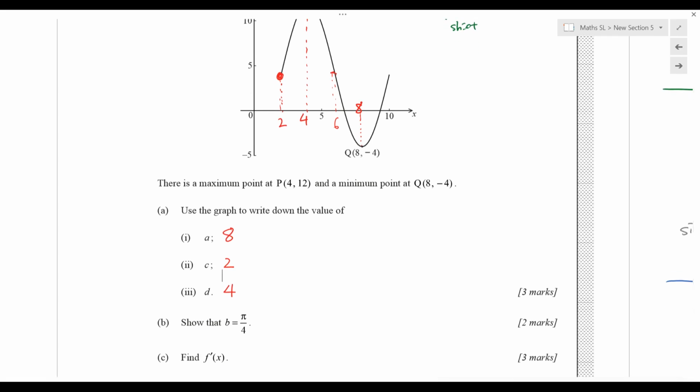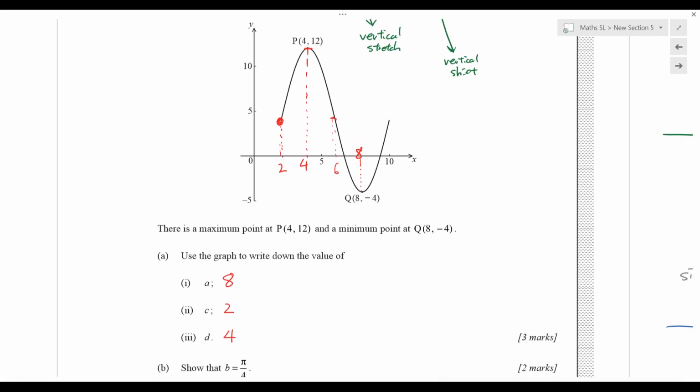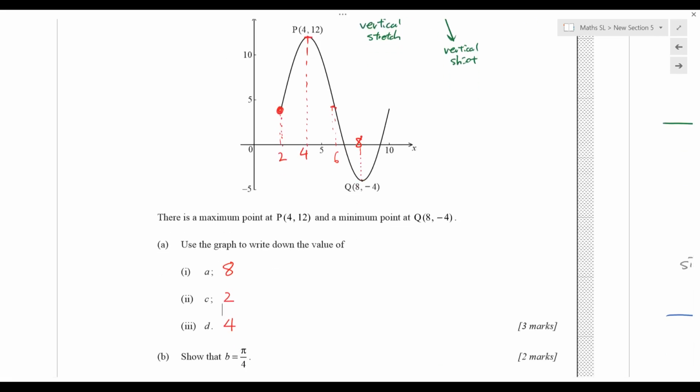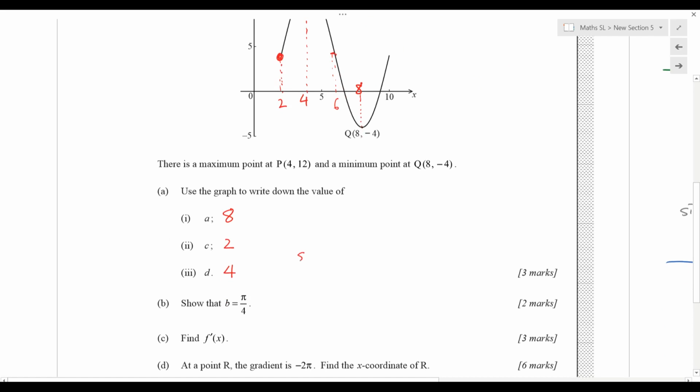Now let's do part B. Show that B is equal to pi over 4. I talked to you about how B is what we call the horizontal stretch. We want to find out how much the graph has stretched or shrunk. Usually in a sine theta graph, one period is equal to 360 degrees. Now in our graph, what is one period?